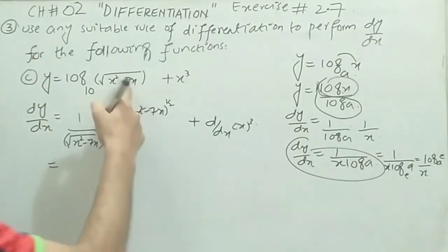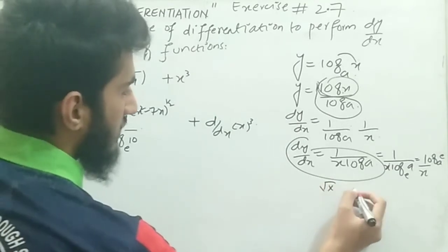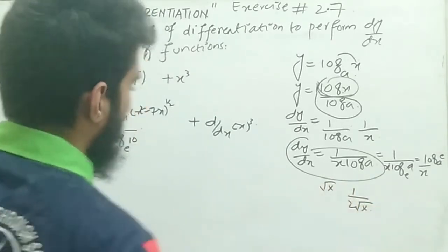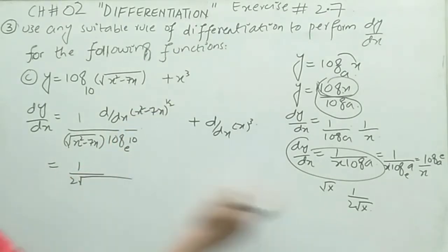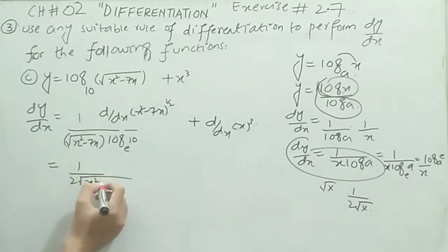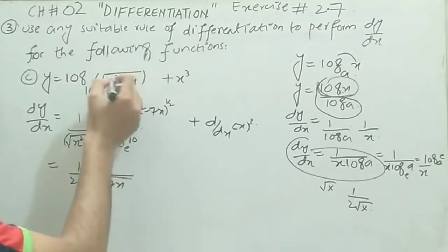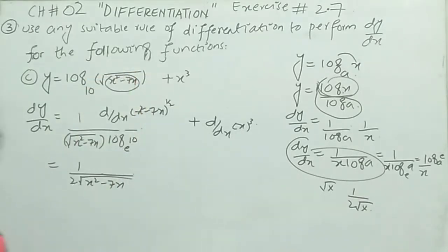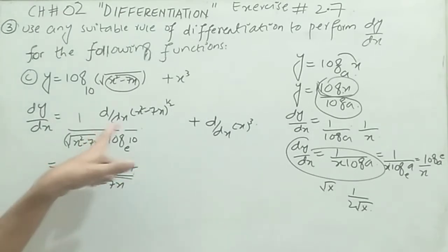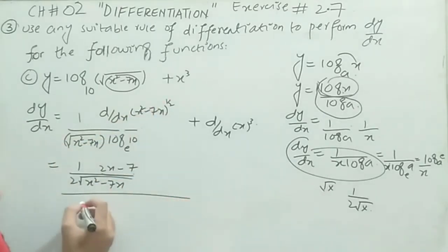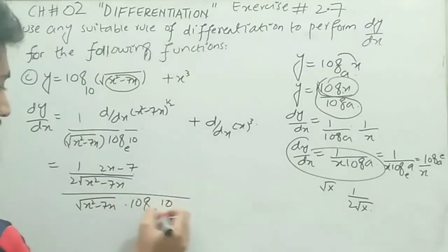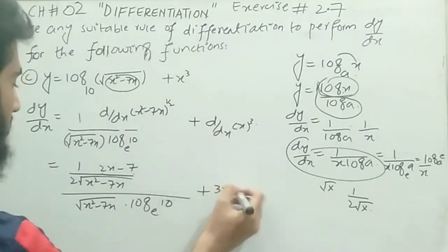So after this, you know that the derivative of any under root function, just like under root x, is always equal to 1 over 2 into under root x. So the derivative of x square minus 7x power 1 over 2 will be 1 over 2 under the root x. So here x is x square minus 7x. Also take the derivative of this inner function. So the derivative will be 2x minus 7. So the derivative is 2x minus 7 divided by 2 into under root x square minus 7x, divided by under root of x square minus 7x multiplied by log of 10 to the base e, and here the derivative of x cube will be 3x square.